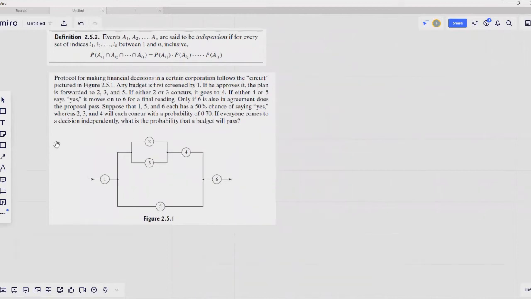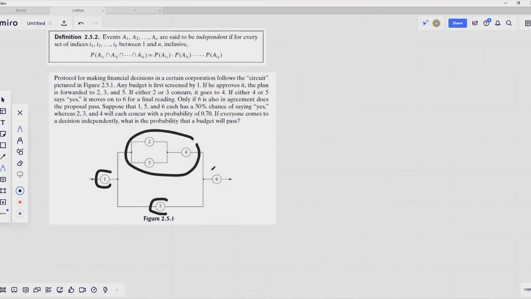A protocol for making a financial decision at a certain company follows the following circuit. We have 6 financial analysts, and for a budget to pass, first it should be approved by the first financial analyst. Then either it should be approved by financial analyst number 5, or it should be approved by 2 or 3 and by 4. And finally, if it passes through 5 or this path here, it should be approved by financial analyst number 6.